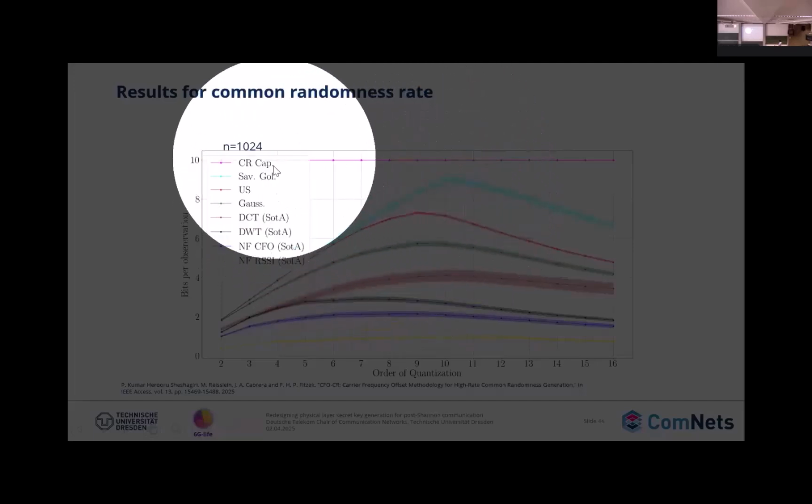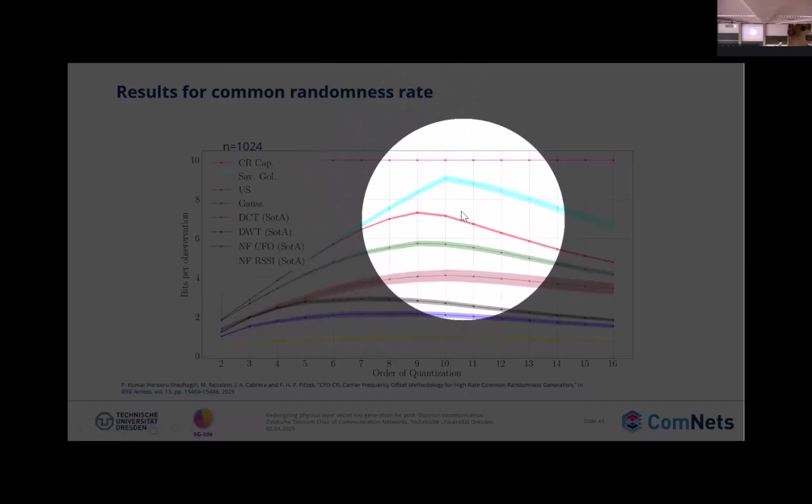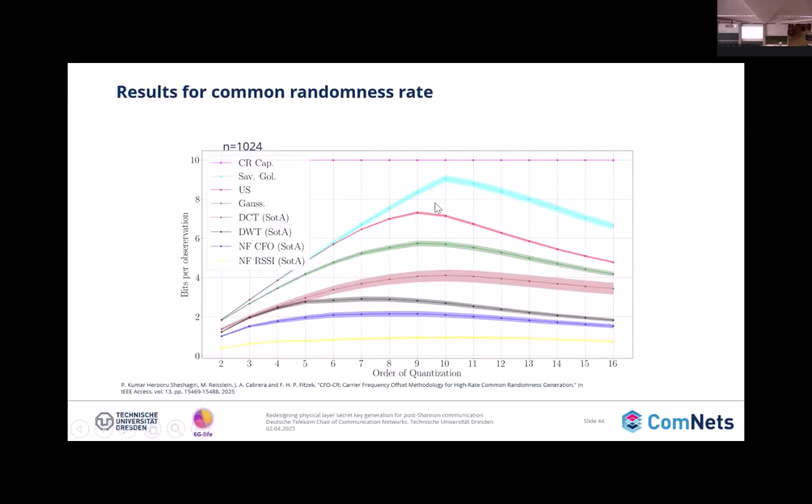So all the beginning 3 filters displayed very high common randomness rate because they had very high cutoff frequency. They had very low cutoff frequency. Sorry about that.